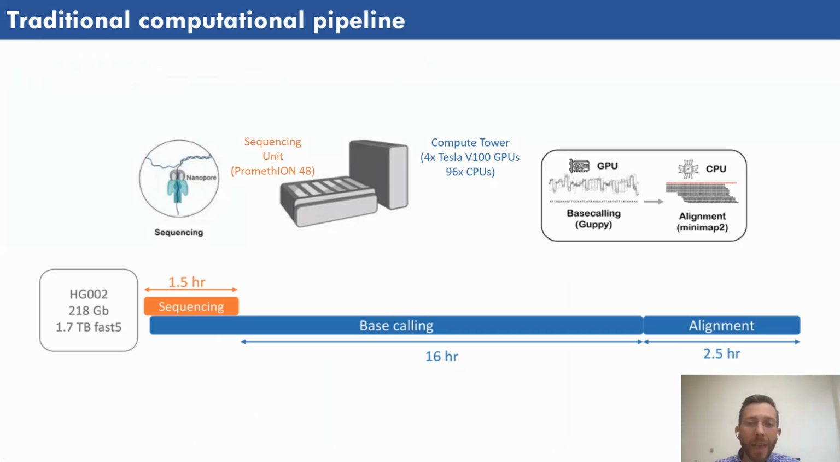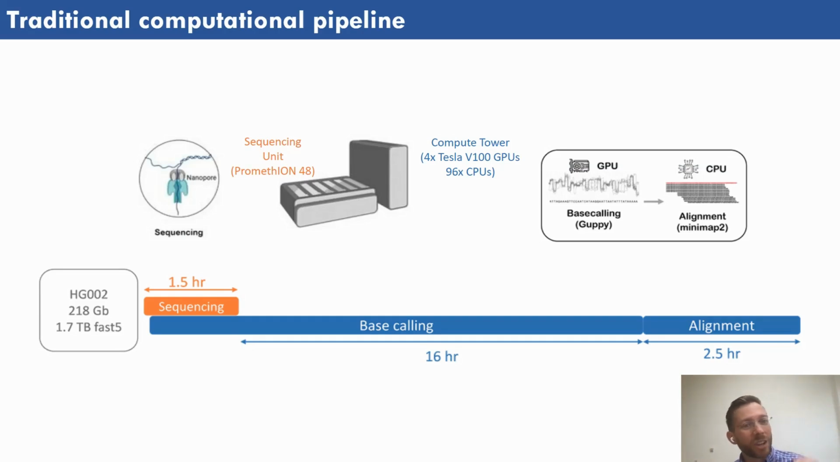So if we take a look at the sequencing device here, you can see the Promethion sitting in the middle of this slide, and next to it, there's a computing tower. Now, this computing tower is quite powerful. It has 4 Tesla V100 GPUs, which is the processing component to this computer, and it also has 96 CPUs, which is also another component of the processing.